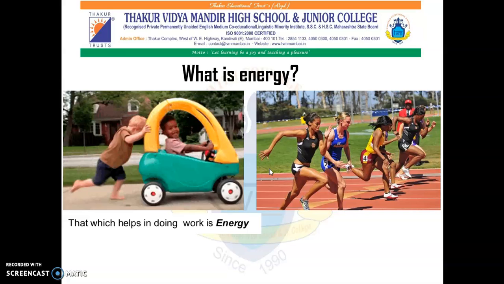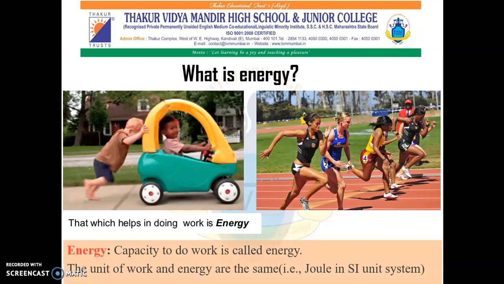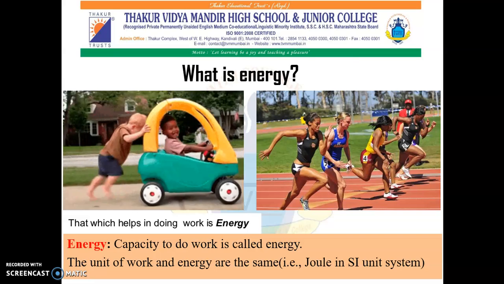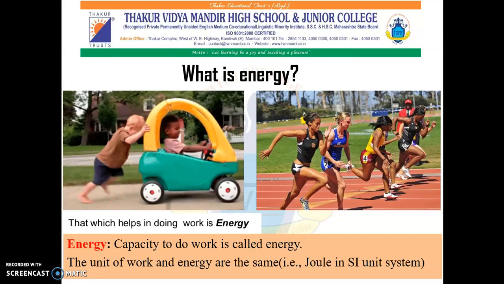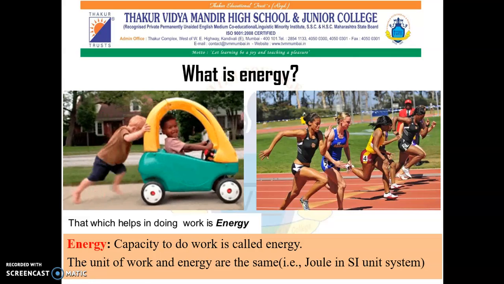Let us consider one more example. Few athletes are running in a race. Do you think all the athletes will have the same capacity for running? Some will run fast, some will run slow. Some will get tired on completing 2 rounds, while others will get tired on completing 3 or 4 rounds. That is, each one's capacity to complete the work is not the same. Everyone has different capacity to do the work. So, energy can be defined as the capacity to do work. The unit of work and energy are the same, that is, joule, in the SI unit system.